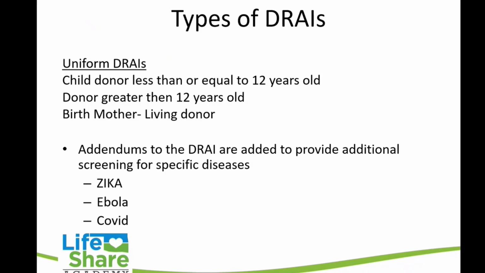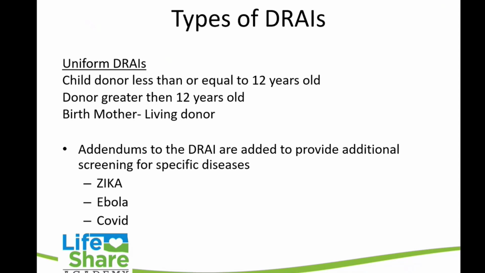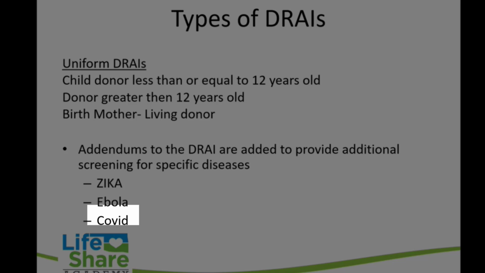Also with each DRA, there's infectious disease addendums. The infectious disease addendums have all been added at different times after the final version of the DRA was complete, in order to gain more information about the potential risk factors for certain diseases that were arising around the world. So far, we have 3 addendums, and that's for Zika, Ebola, and the most recent one, of course, is for COVID.